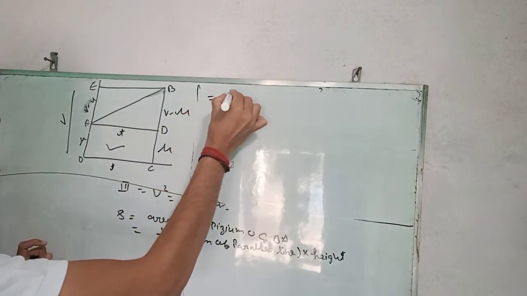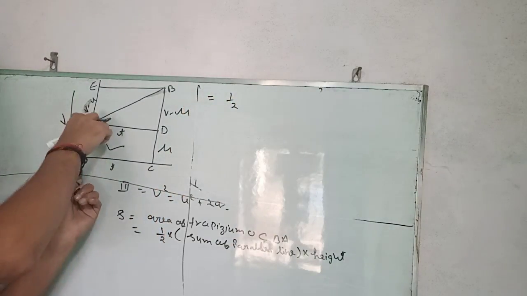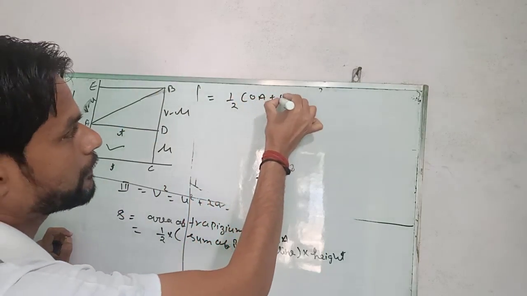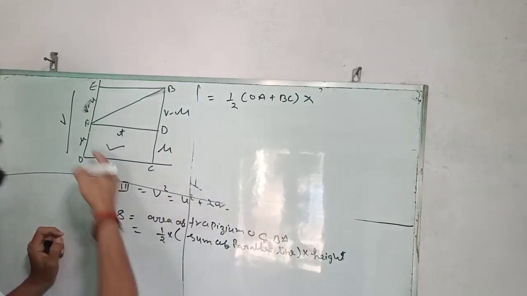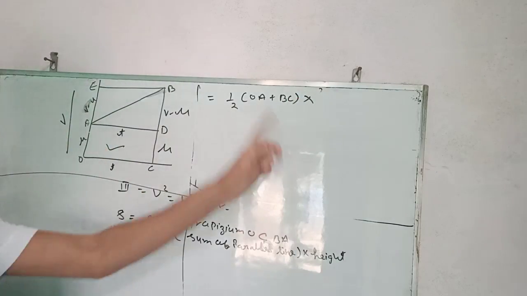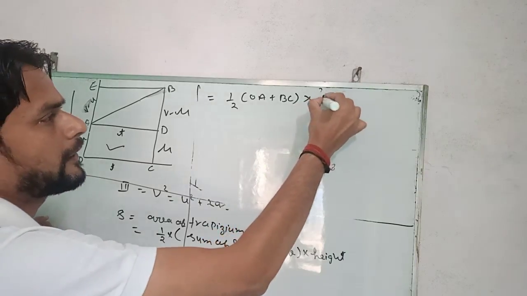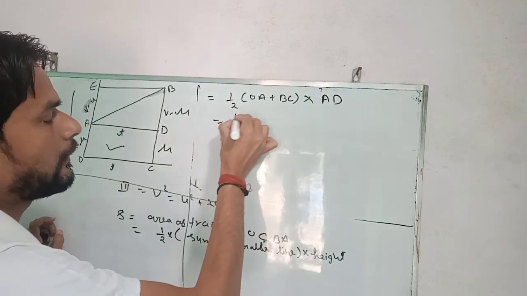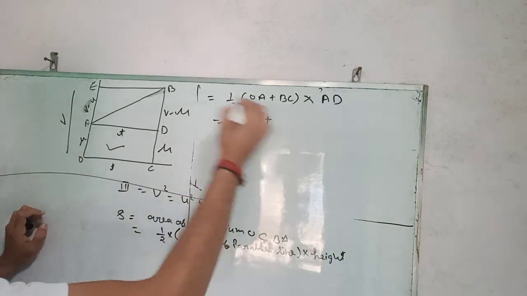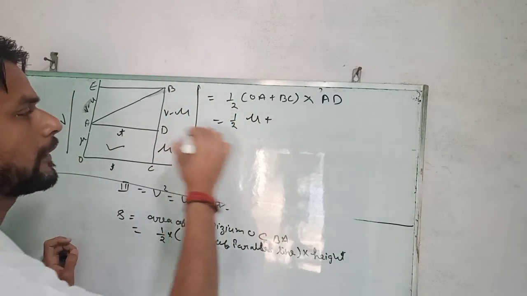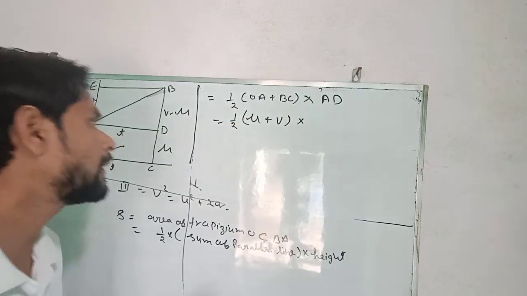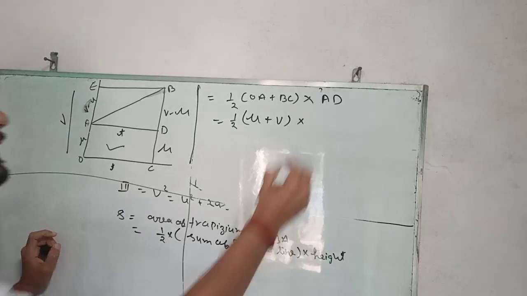One by 2 times the sum of the parallel lines OA plus BC, into the height AD or OC. Both are given, so we put in the values. OA is equal to U, BC is equal to V. What is the value of AD? T.